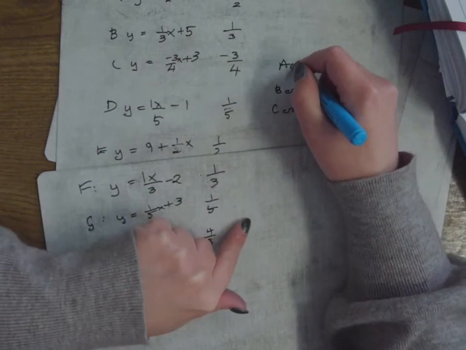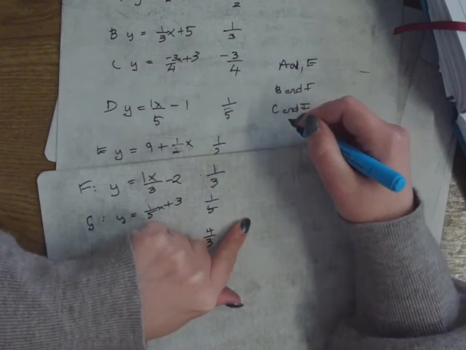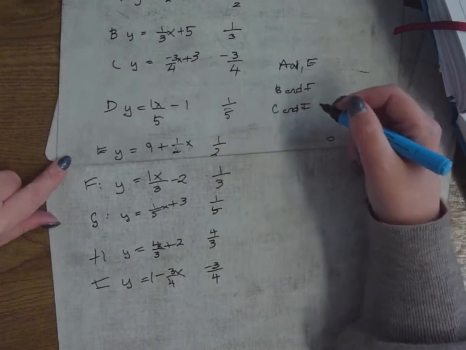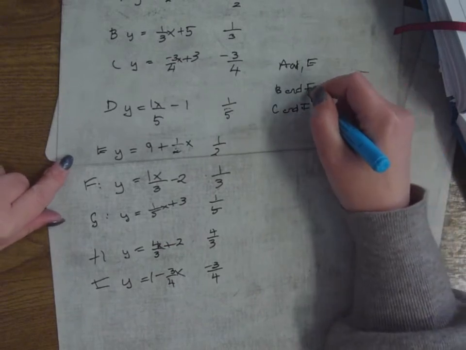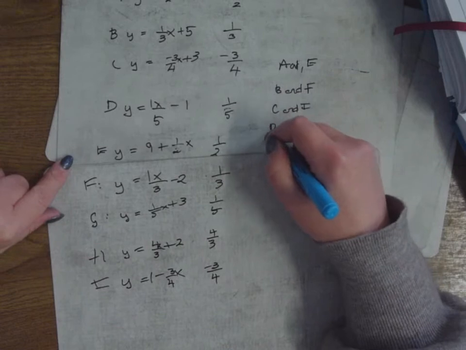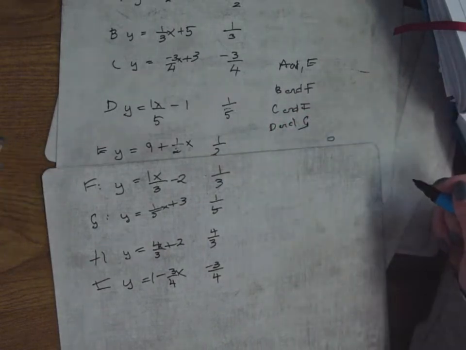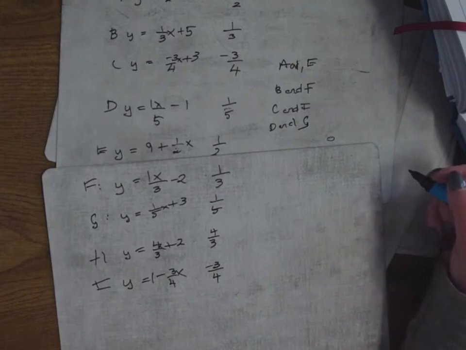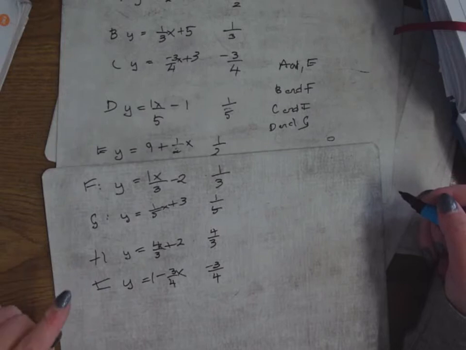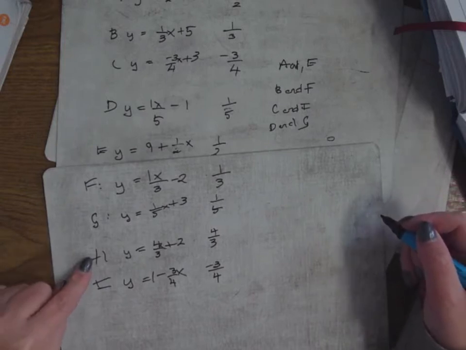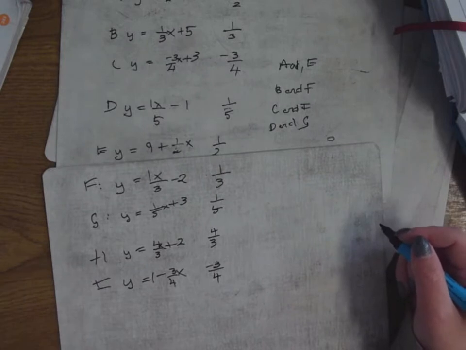So it's A and D, B and F, C and I, and G and G. Right, is that okay? Sorry about that. Right, are we good? Yeah. Okay, that's that number. Which equation is the odd one out? The odd one out is H, because it's got no parallel line. Agreed? Yeah.